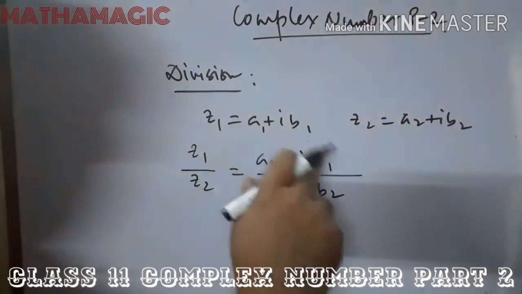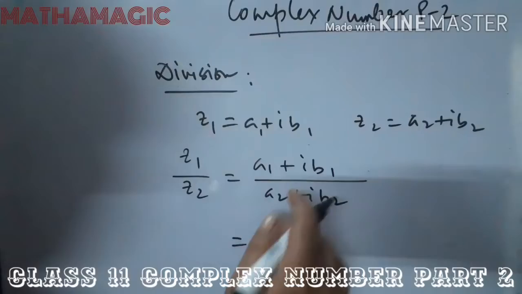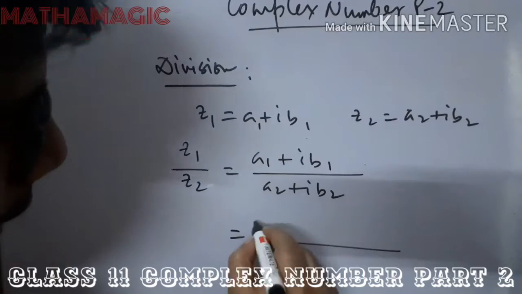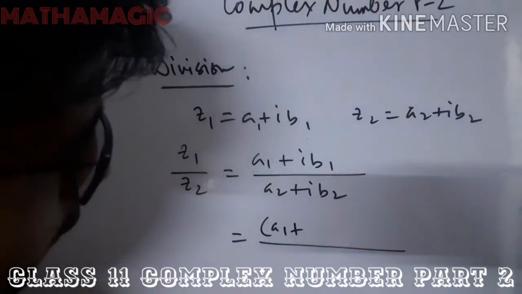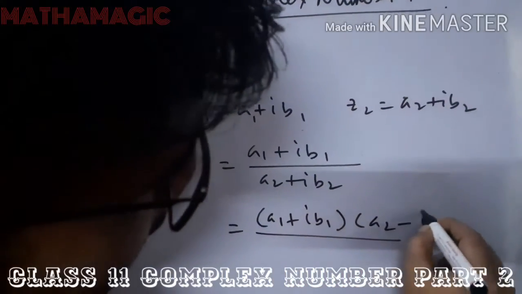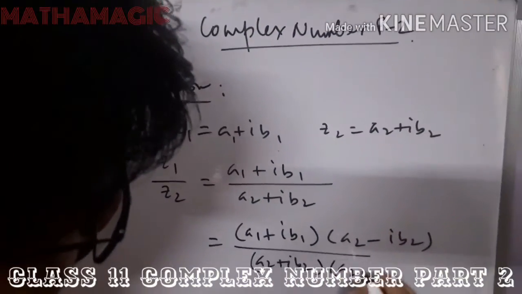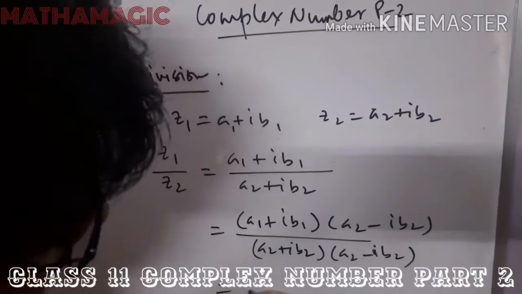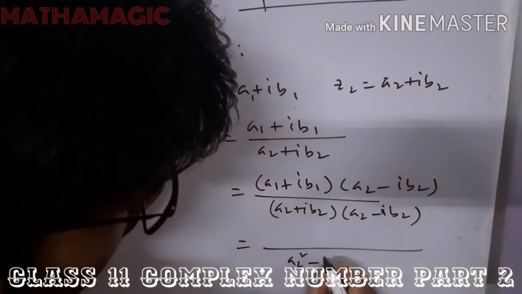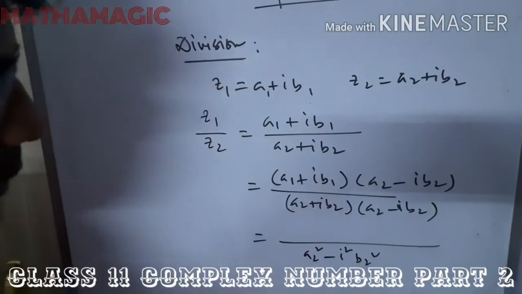Now we can see that both are complex numbers and we have nothing to do here. So we'll just multiply numerator and denominator with the conjugate of the denominator, that is (a1 + ib1) into (a2 minus ib2). So a2 plus ib2 is becoming a2 minus ib2. Now if we multiply the denominator by its conjugate, it will become a2 square minus i square b2 square, because (a + b)(a - b) becomes a square minus b square.